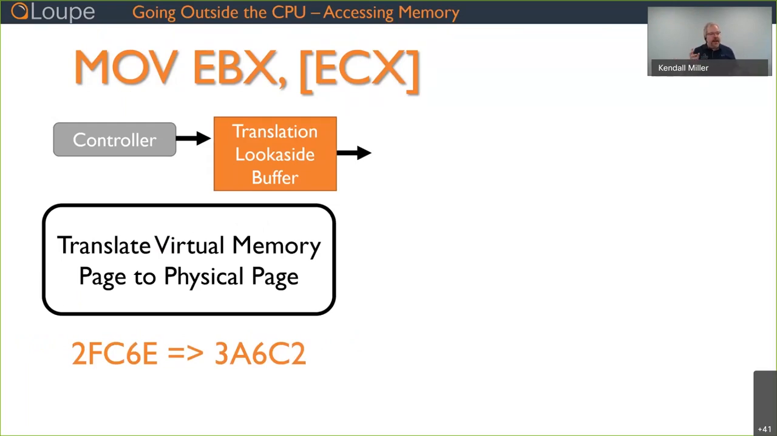So this is an essential trick where your program runs thinking it has all the memory in the world and it's the only thing running. But eventually, you have to interact with the hardware where it says, ah, that thing you think of as page 2FC6E, it's actually in main RAM as 3A6C2. And it does this by looking this up in a buffer that basically is a little cache for this value. Otherwise, I have to do the hard math and go look up in RAM itself to see where this actually is.